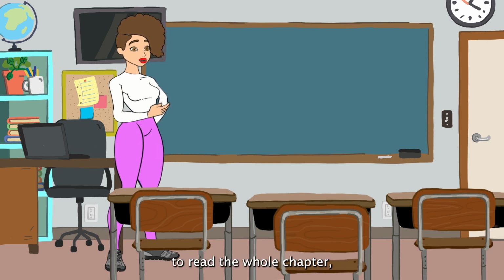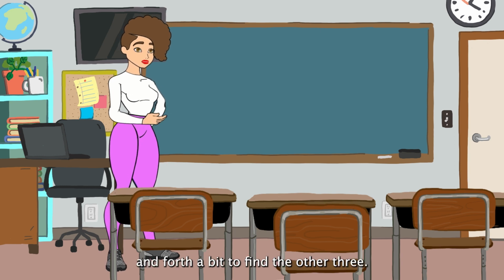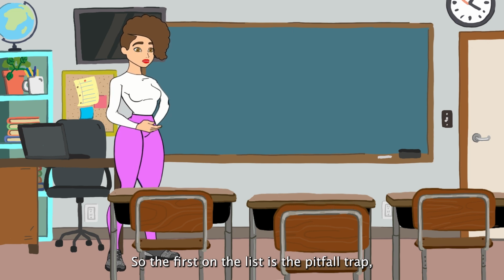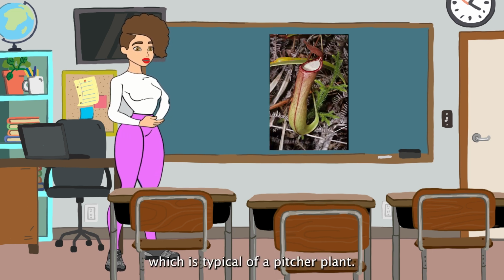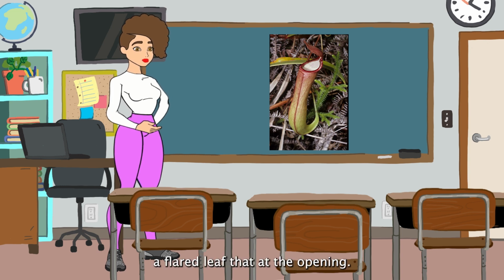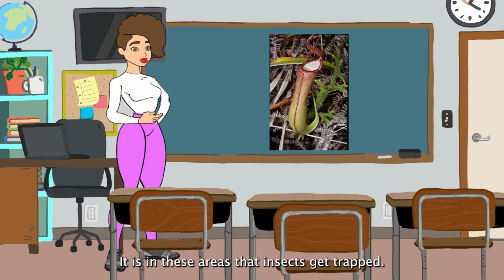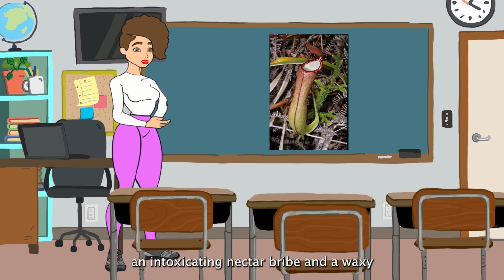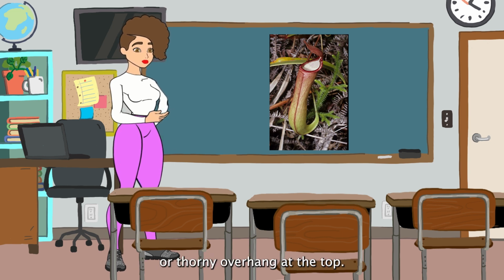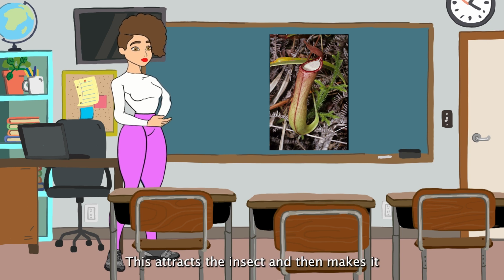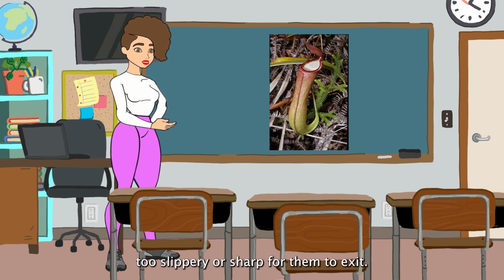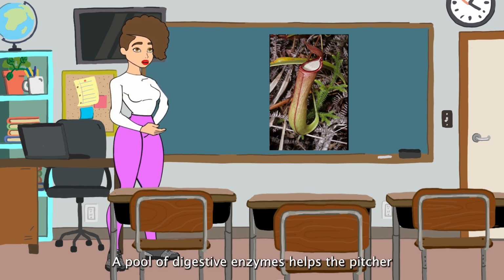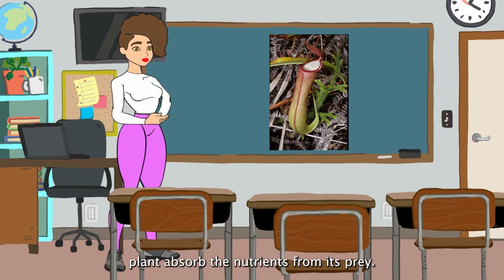If you don't have time to read the whole chapter, you'll have to flip back and forth a bit to find the other 3. So, the first on the list is the pitfall trap, which is typical of a pitcher plant. These plants have a flared leaflet at the opening. It is in these areas that insects get trapped. Many pitcher plants contain an intoxicating nectar bribe and a waxy or thorny overhang at the top. This attracts the insect and then makes it too slippery or sharp for them to exit. A pool of digestive enzymes helps the pitcher plant absorb the nutrients from its prey.